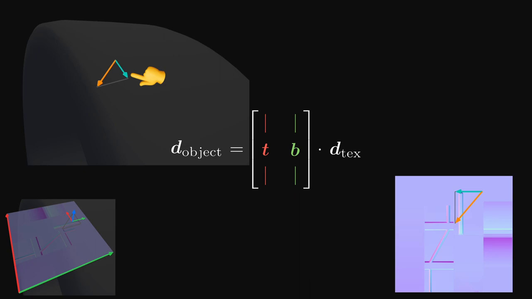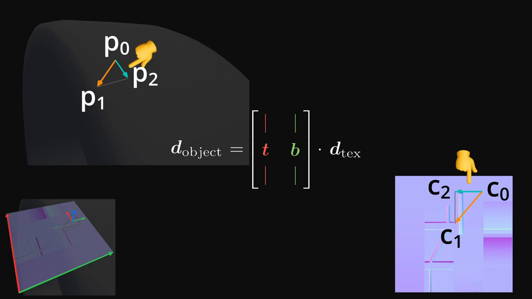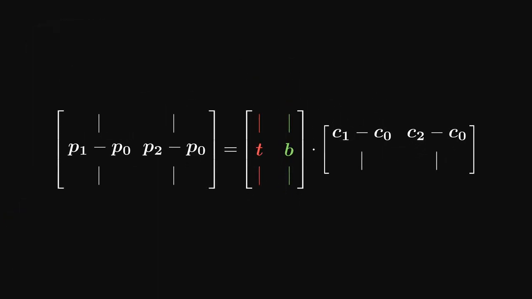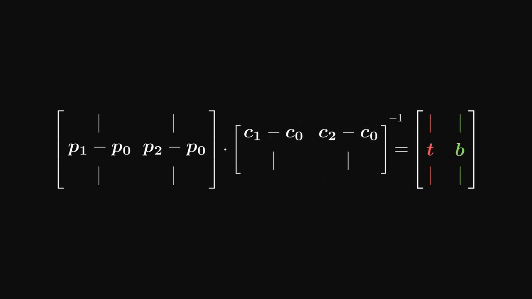The cool thing is, we have two of these pairs given, because for each triangle we have object space coordinates and texture coordinates. So this vector is given in texture and object space, and this one too. Writing this as a system of equations lets us compute the tangent and bitangent vectors. We just need to invert this 2x2 matrix to compute the tangent and bitangent vectors for a single triangle of the model. And that's the basic idea of normal mapping.